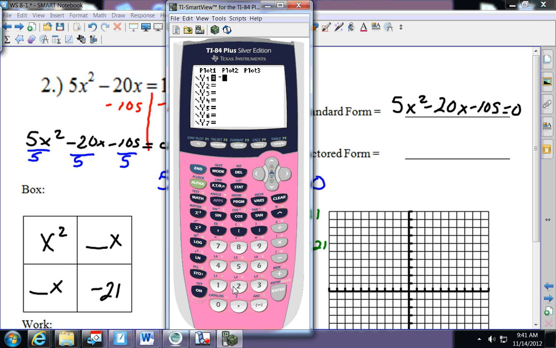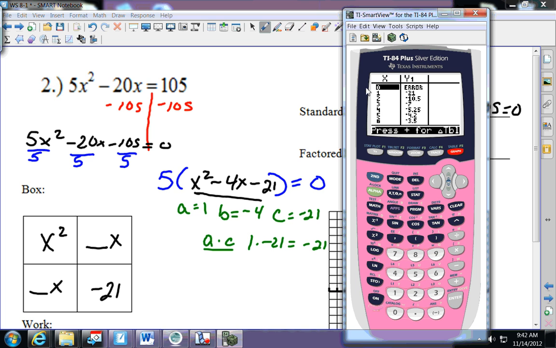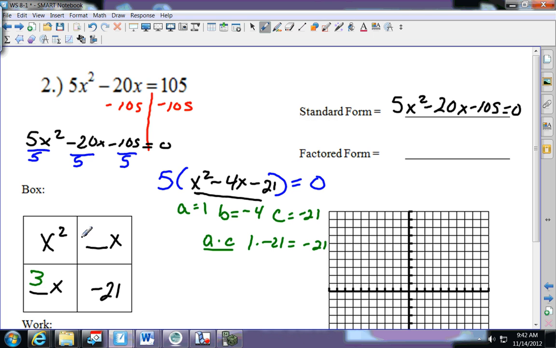Negative 21 divided by x. Second graph. What do I need my factors to add up together to be? Negative 4. So let's see. If I add 1 and negative 21, that's negative 20. That's decimals. That doesn't work. Oh, 3 and negative 7, that gives me negative 4. So I'm going to have 3 and negative 7.